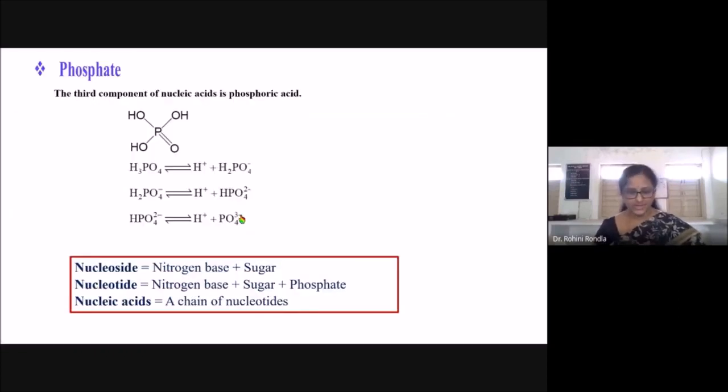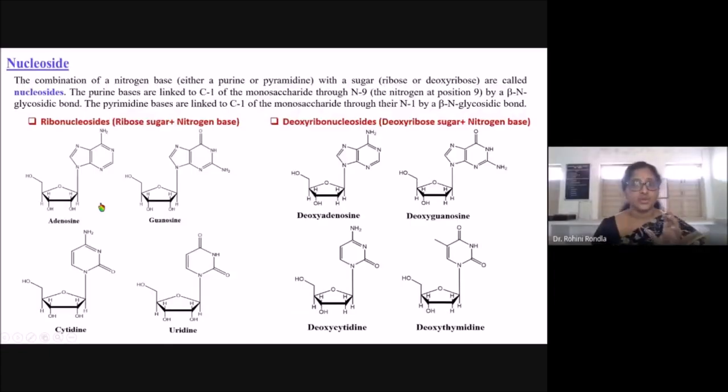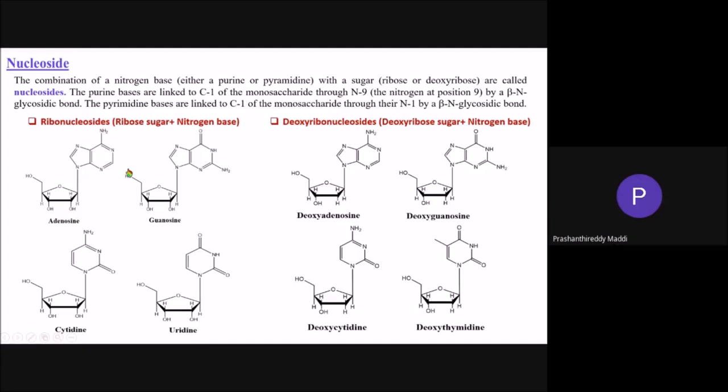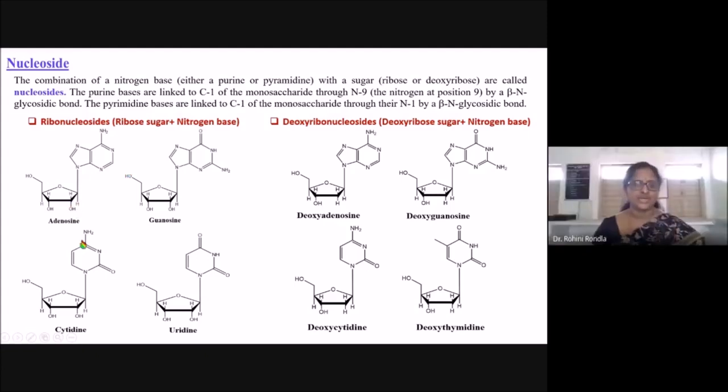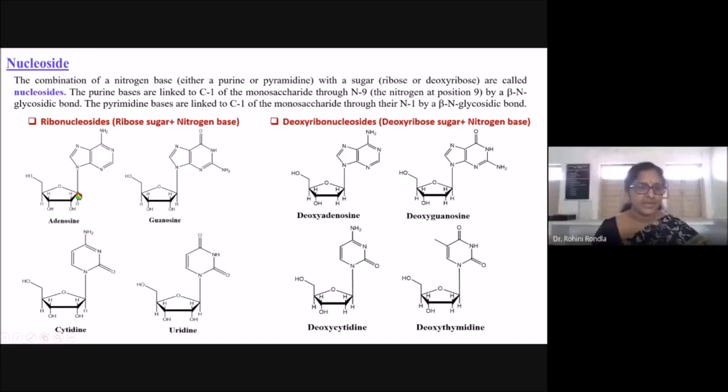What is a nucleoside? Nitrogen base and sugar. Just two components, nitrogen base and sugar. Can you identify the positions of glycosidic bonds in purine based nucleosides? Try, anukondi. Purine based nucleosides: C1 and N9. Very good. C1 and N9.